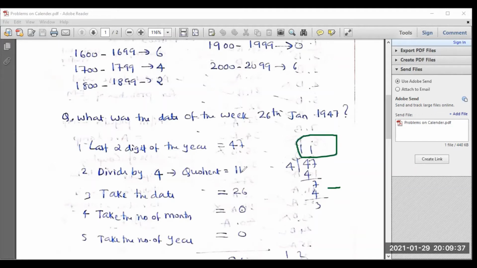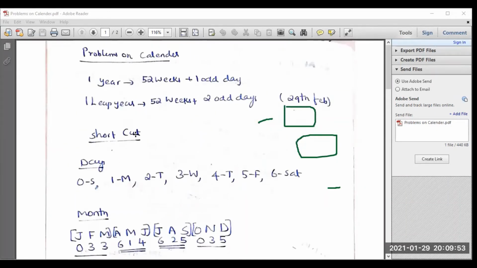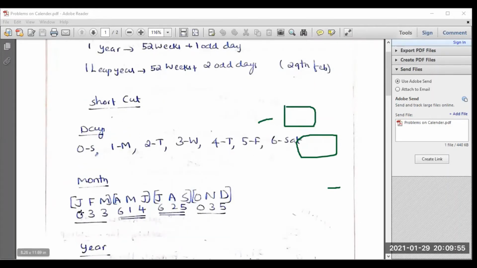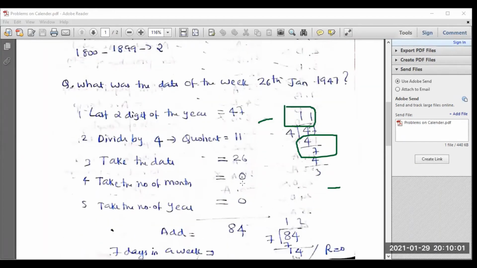That is 11. So take the date. Note down the date. What is the date? 26th. So let me note down the date 26. Take the number corresponding to the month. What is the month? January, right? January month. So for January month, what is the code? See, for January month, we already defined this is 0. So January month, I have mentioned it as 0.